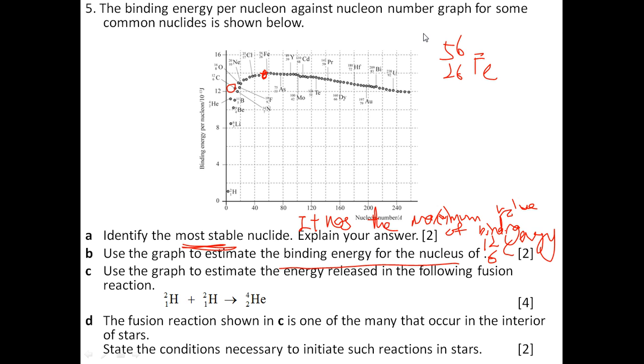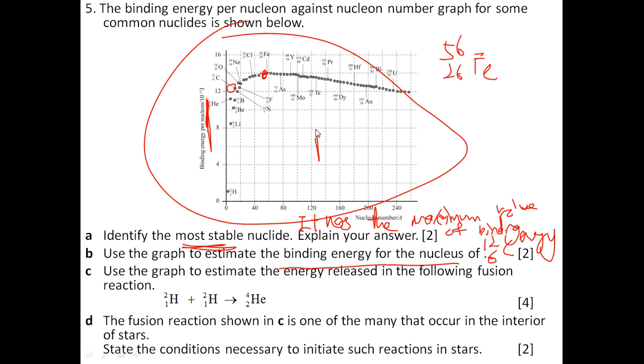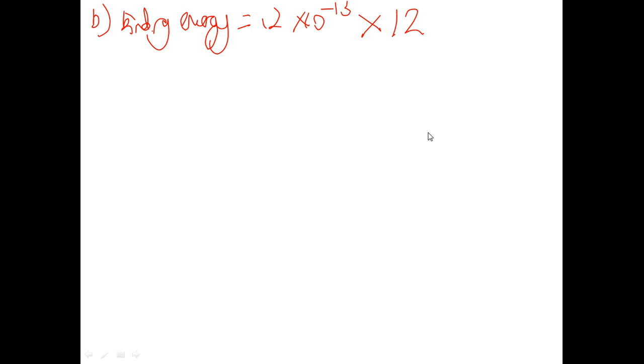Now I have to multiply back by the number of nucleons, which for carbon is 12. Why? Look at the graph carefully, it is per nucleon. So whatever this graph plots is actually per nucleon. If you want to find the real binding energy, you need to multiply back by the nucleons carried by each nucleus. In this case carbon-12 has 12, so I should have 1.44 times 10 to the power negative 11 joules.